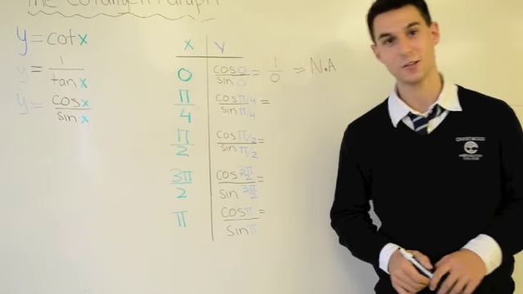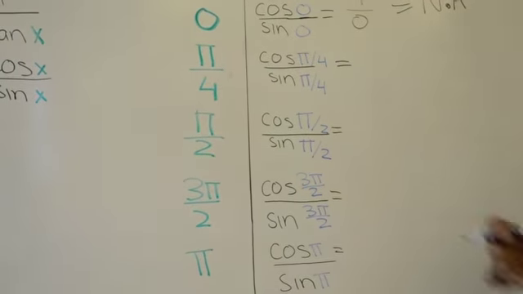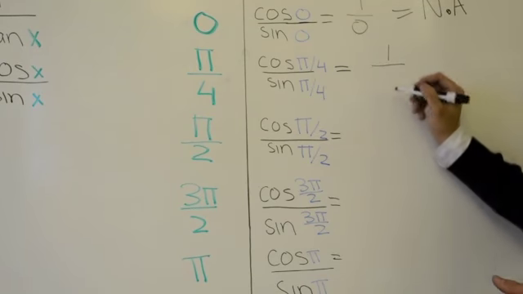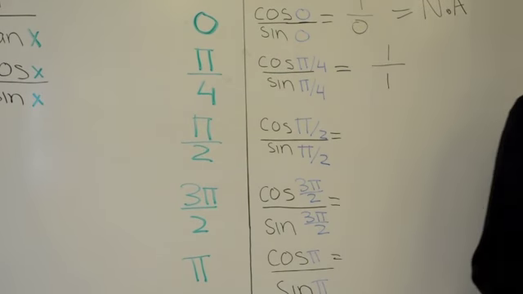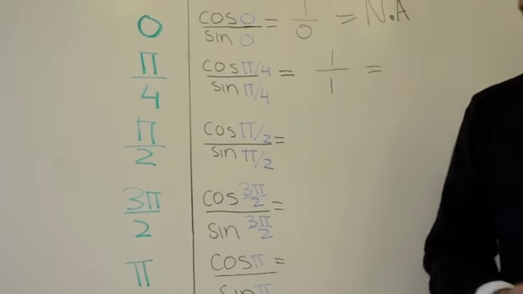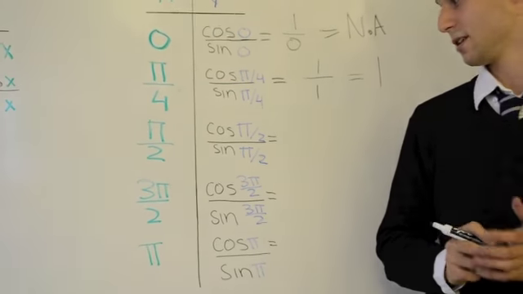The next x value is pi over 4 radians. I know that the cosine of pi over 4 is 1, and I know that the sine of pi over 4 is also 1. Since 1 goes into 1 one time, the cotangent of pi over 4 radians will equal 1. Let's move on to the next value.